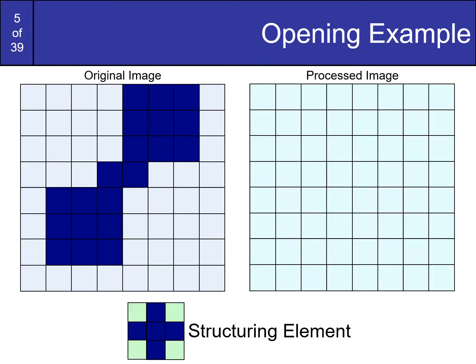To better understand how opening works, we will do an opening operation on this original image on the left using the given structuring element. Because opening consists of erosion and dilation, we better do it one by one. So we do first the erosion and move through the structuring element. First we have a miss, and miss for erosion is 0. Remember that erosion will only give 1 if there is a fit.